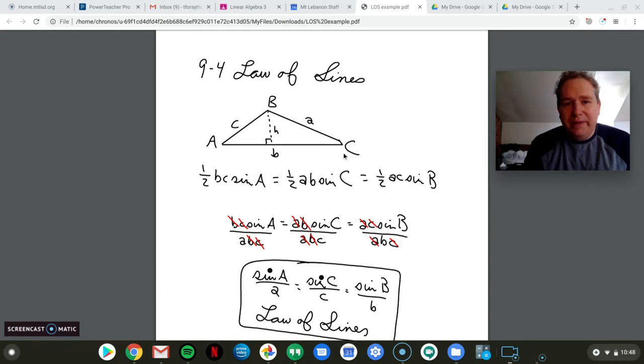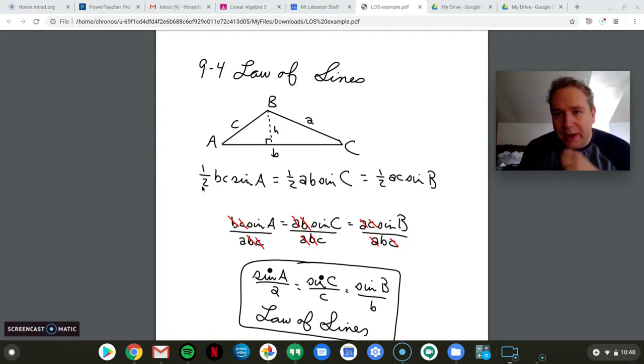So the area of this triangle, it's the same triangle. So it's the same area. It's the same size, no matter which one you consider base and height. So this equals this because it's the same area, right? The size doesn't change just because you're looking at a different angle.